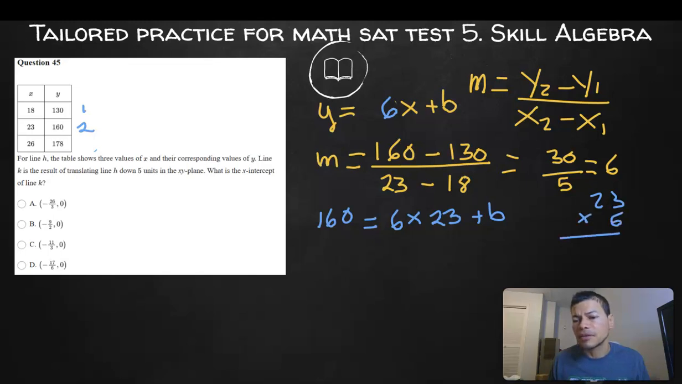So we have 6 times 3 is 18, and I carry over 1. 6 times 2 is 12 plus 1, that's going to be 138. So all of this is going to be 138. So to not make it longer for you guys, I'm going to replace it here, 138. And because I'm solving for b now, we need to isolate the b.